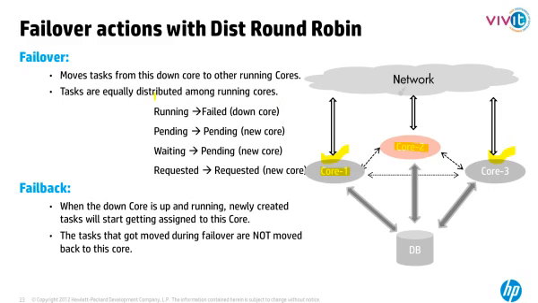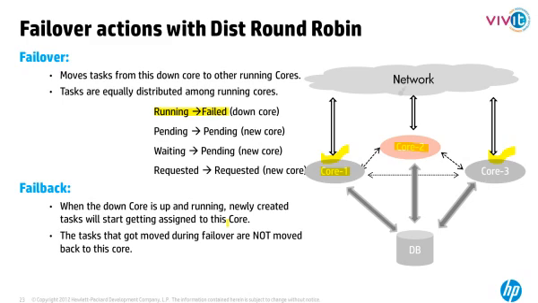And what would be the task states? They'll move running to failed. Again, we don't want to move the running task to other cores. Pending goes to pending, waiting to pending, requested to requested. It's the same as the previous one.